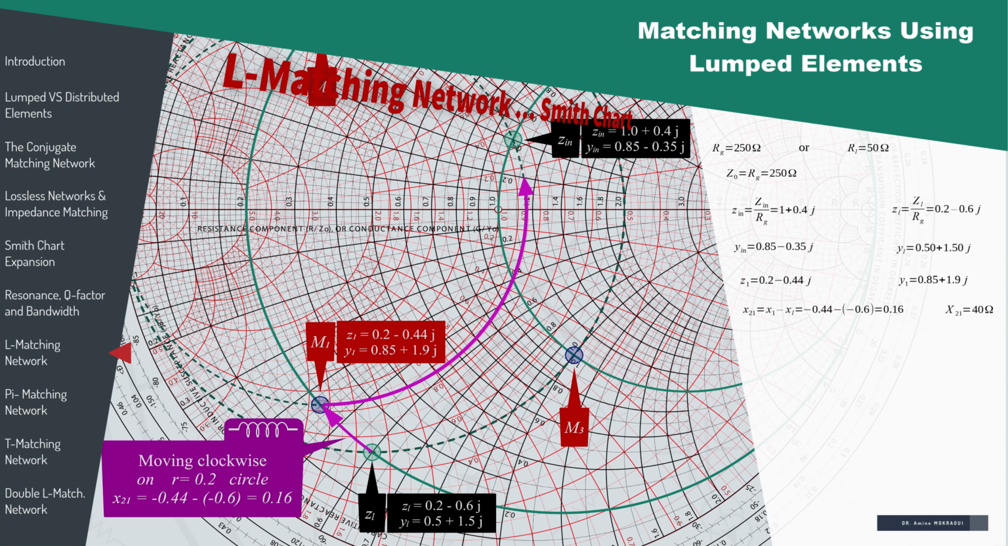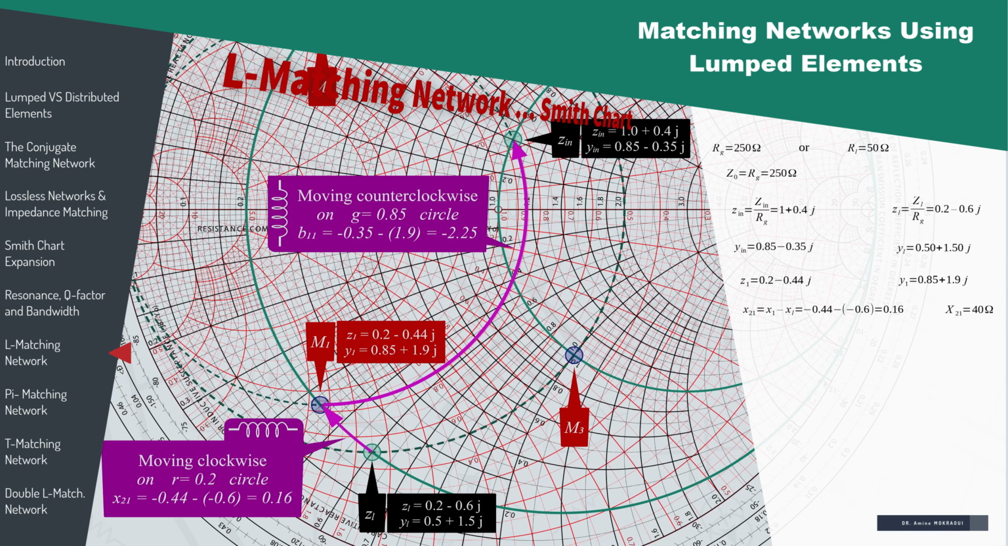From Z1, we move towards Zin on the G equals 0.85 circle in the counterclockwise direction. Thus, we are adding an inductor whose susceptance is B11 equals Bin minus B1 equals minus 0.35 minus 1.9, which is equal to minus 2.25. It corresponds to a reactance X11 equals minus 1 over B11, which is equal to 0.44. Thus, uppercase X11 equals 110 ohm. Note that as we began our move on the R circle, that corresponds to a forward L matching network.